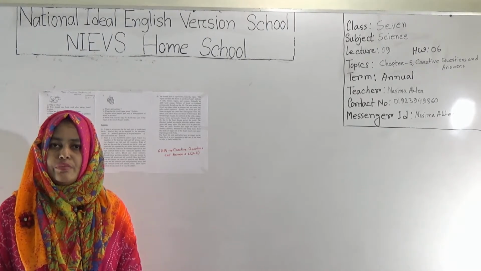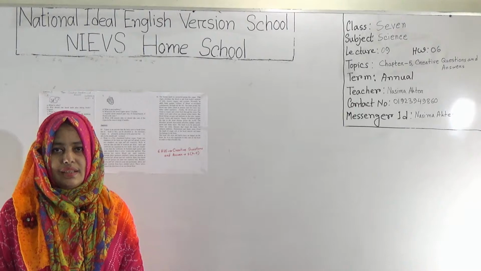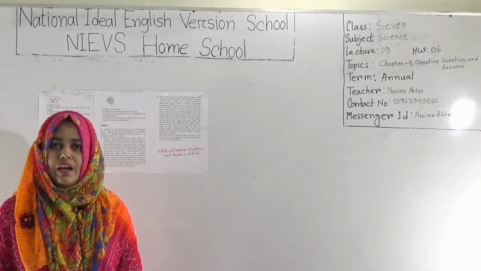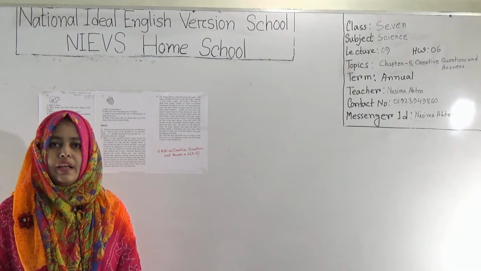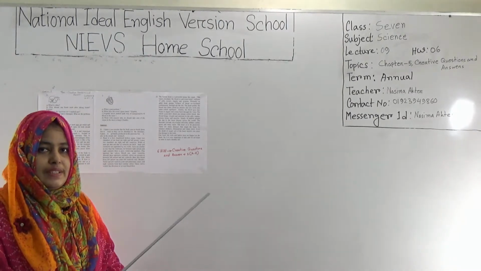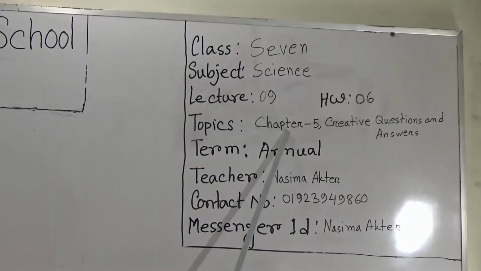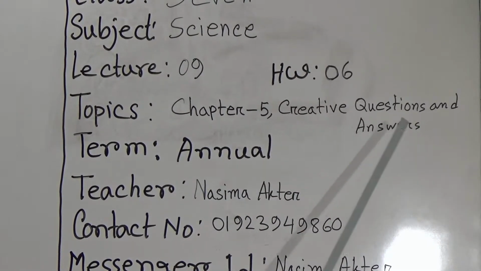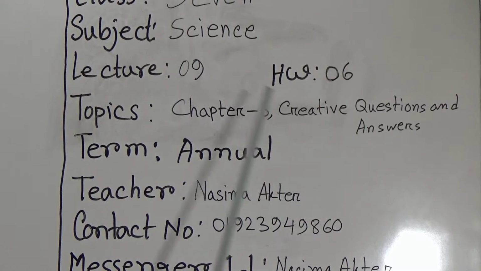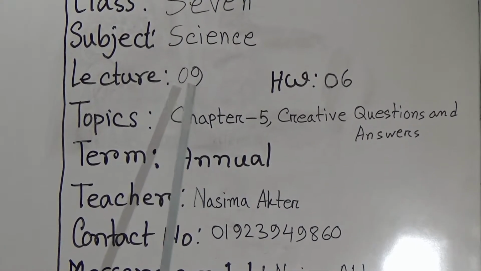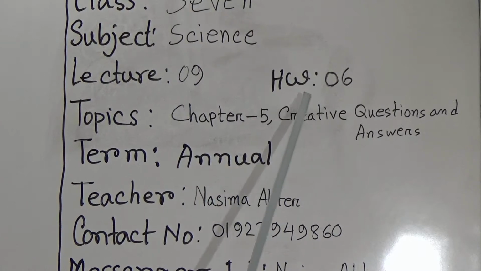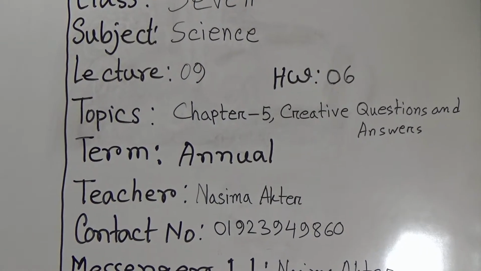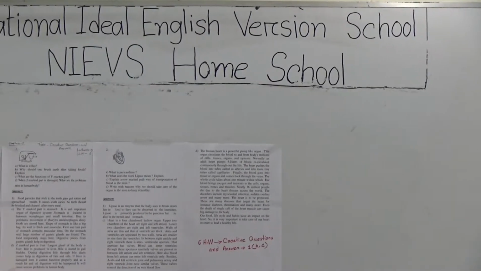Dear student, today I am going to take a science class for class 7 students. Our today's topic is chapter 5. We have already discussed this chapter. Today we will do the creative question answers of this chapter. This is lecture number 9, and I will give you some SW. Our SW number will be 6. So let's start today's class.